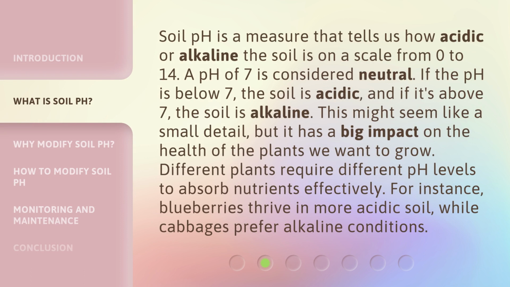Soil pH is a measure that tells us how acidic or alkaline the soil is on a scale from 0 to 14. A pH of 7 is considered neutral. If the pH is below 7, the soil is acidic, and if it's above 7, the soil is alkaline. This might seem like a small detail, but it has a big impact on the health of the plants we want to grow. Different plants require different pH levels to absorb nutrients effectively. For instance, blueberries thrive in more acidic soil, while cabbages prefer alkaline conditions.